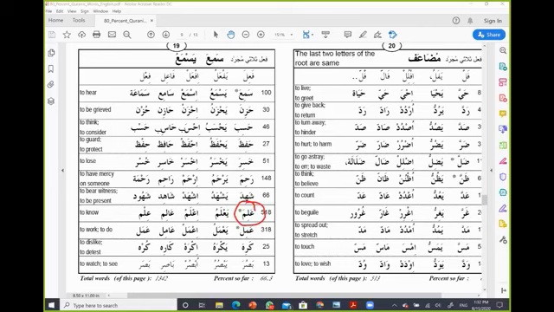Alima, the root knew. So knew to mean to be aware, to have knowledge of something. So not new to mean brand new, never used, but knew to mean to have knowledge of. Alima, knew. Ya'lamu, know, meaning the person is knowing, or to know, meaning present and future tense.